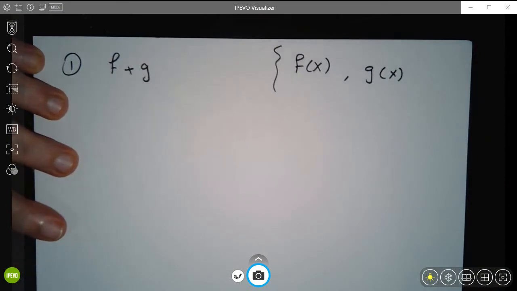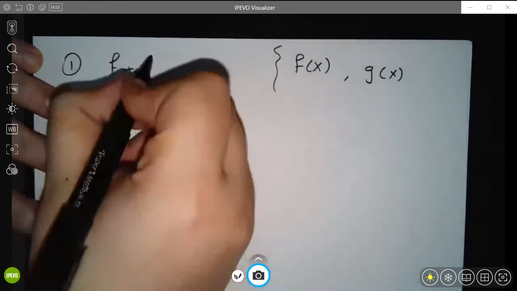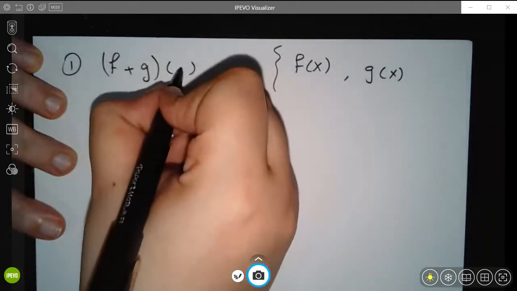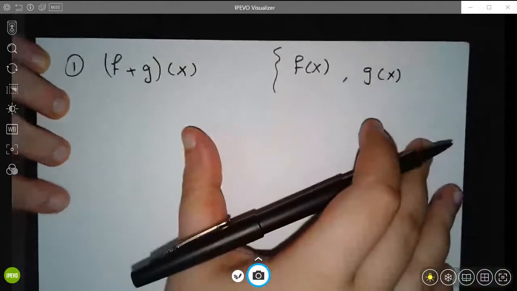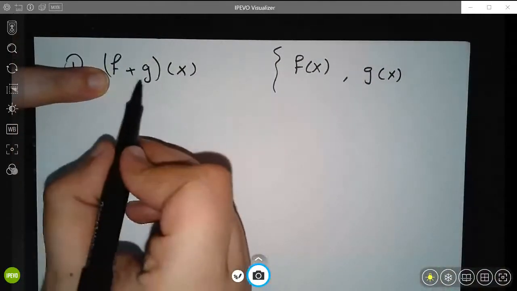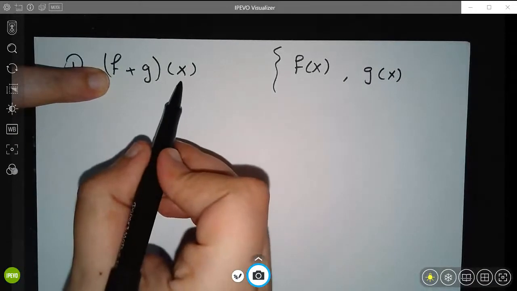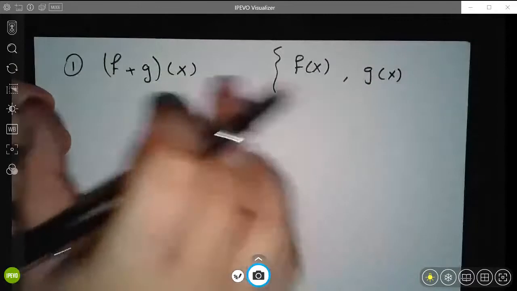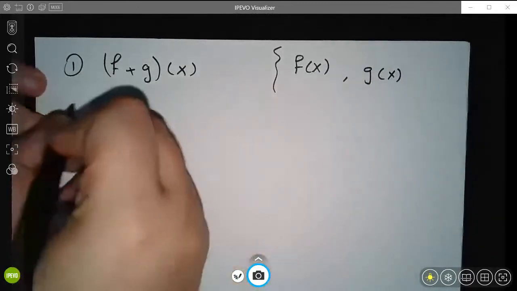You're going to write both letters, which is the notation of the function, place them in parentheses, and then another teeny tiny pair of parentheses where you write the x, right? So I'm basically saying that this is a function where you have f plus g of the value x. See what I mean? So this is the addition between two functions, both of x.